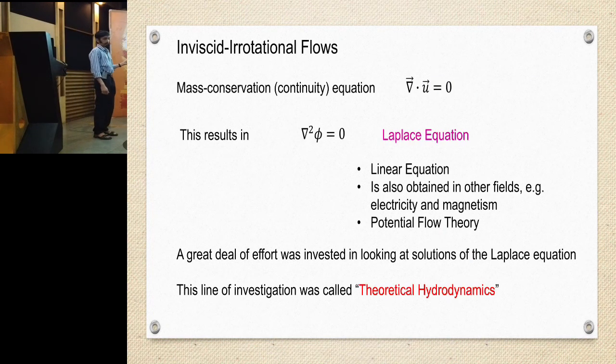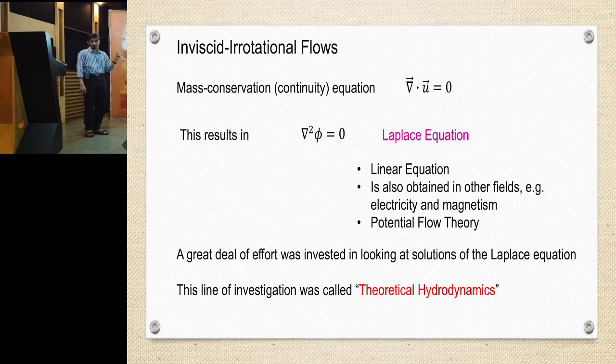Now, if you look at the mass conservation equation for incompressible flow, it's del dot u equal to 0, right? Divergence of u equal to 0. So it's basically conservation of mass. So now if you substitute u equal to grad of phi, what you get is del square of phi equal to 0, which is the Laplace equation.